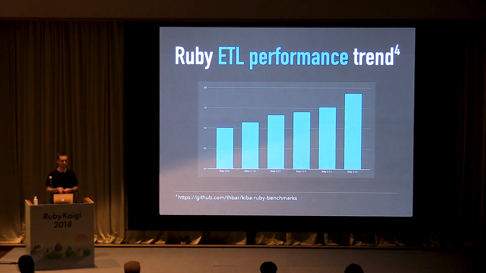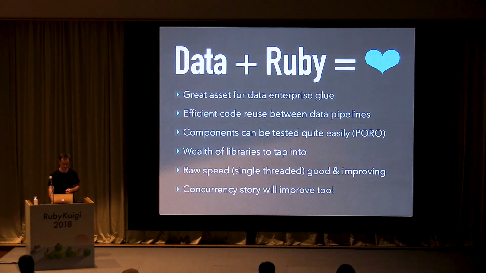This is my own Kiba benchmark. The left bar is Ruby 2.0 as a baseline, and Ruby 2.5 is on the right. You're almost 2 times faster without doing anything. So single performance matters, but here the Ruby speed and productivity boost also comes with the improvement of speed as you go. So don't be too scared about performance issues when dealing with data.